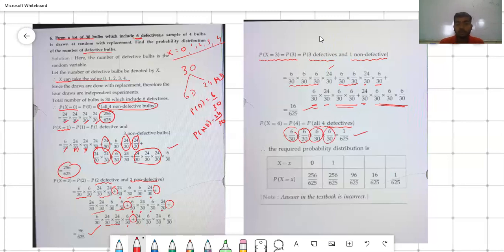Now we have to record this in the probability distribution table, for X is equal to 0, 1, 2, 3, and 4. For X is equal to 0, we have 256 by 625. For 1, 256 by 625, and so on, because these are the probabilities. So this is the probability distribution, and the answer given in the textbook is incorrect, so you can correct that.